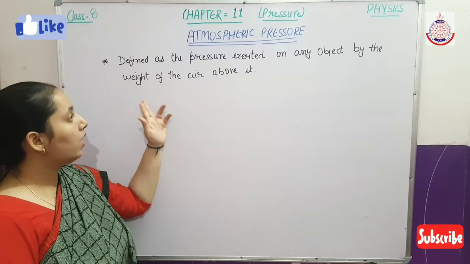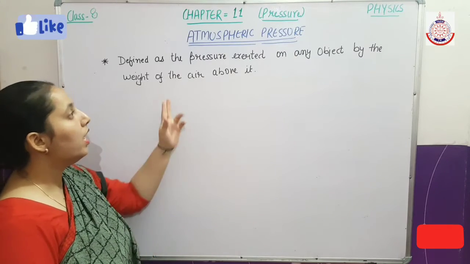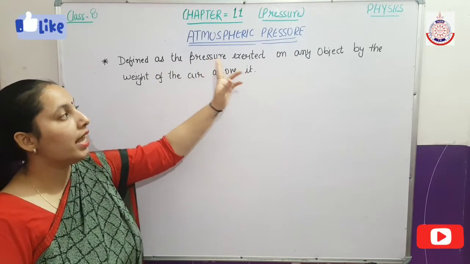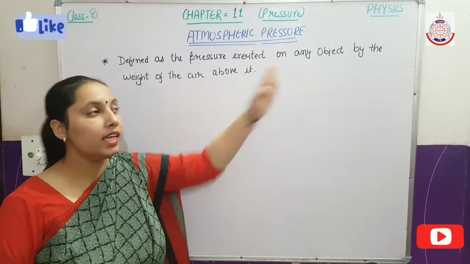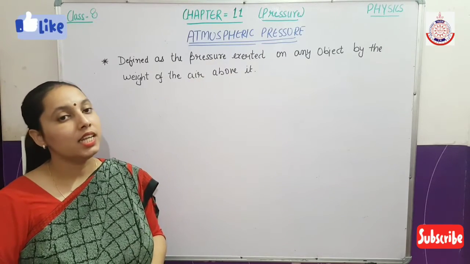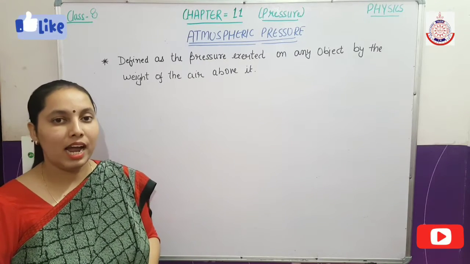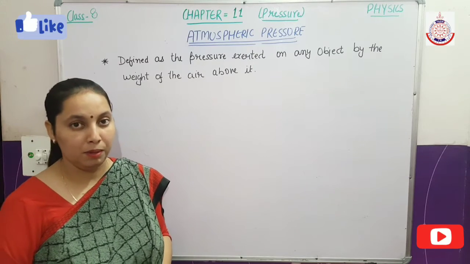So, we can define atmospheric pressure as the pressure exerted on any object by the weight of the air above it. Let's understand with the help of an example.